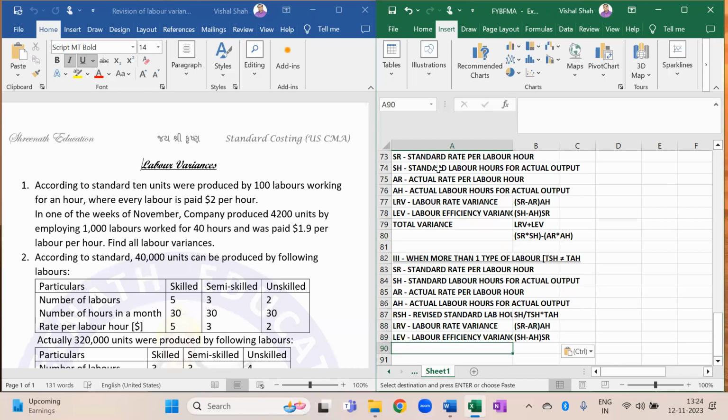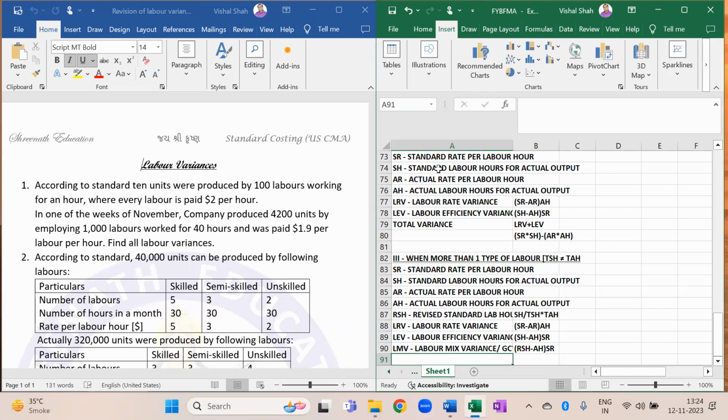Same formula, but because they are not equal, you need to find LMV separately. LMV is called labor mix variance. Remember, labor mix variance is also called GCV, that is gang composition variance. And the formula for that is RSH minus AH into SR.